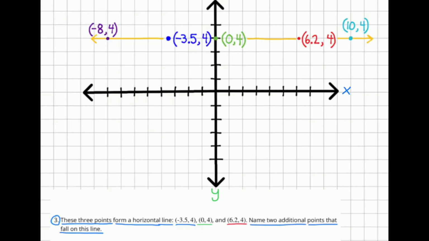I went ahead and put a couple more points on there with coordinates -8 and 4 and 10 and 4. So on the left side in purple you see -8 and 4, and on the right hand side you see 10 and 4. For the first coordinate, you can put any number, as long as the second coordinate is 4. Some other examples of coordinates that would fall on this line would be 1 and 4, -1 and 4, 5 and 4, and -5 and 4. As long as the y-coordinate is 4, the point will fall on this line.